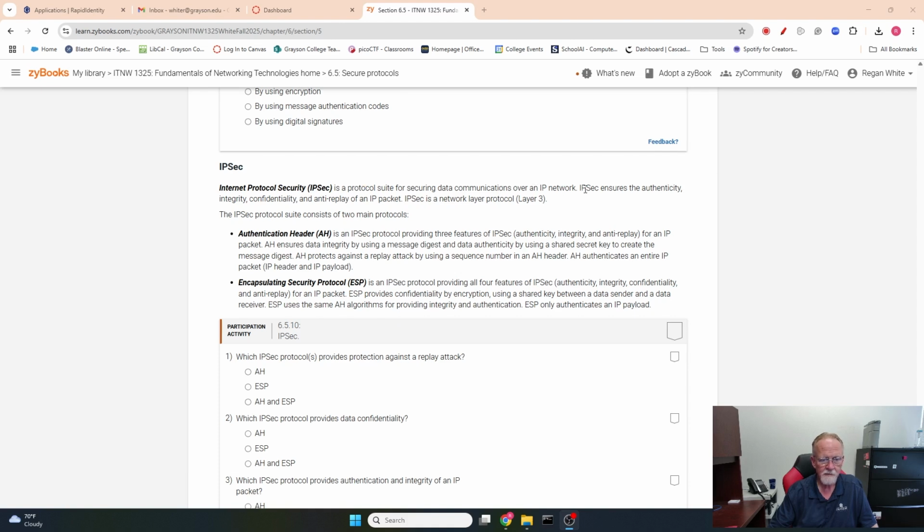Finally, participation activity, and then IPsec is a protocol suite for securing data communications over IP. That is layer 3, by the way. IPsec ensures the authenticity, integrity, confidentiality, and anti-replay of an IP packet. Packets are one way, one time, and they are encrypted.